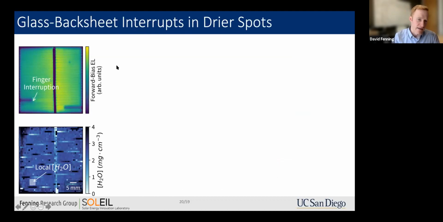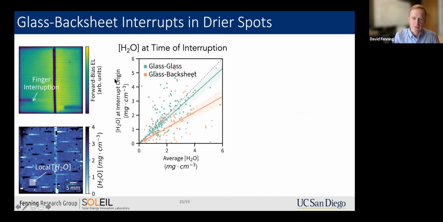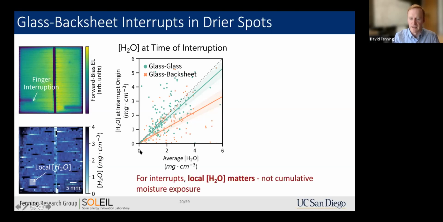So in contrast, the glass backsheet modules interrupt in drier locations. So if we compare the local water content and the location of the finger interrupts, the glass backsheet modules consistently fell off of a one-to-one line, where the one-to-one line shows the local water concentration where that finger is breaking compared to the average over the cell. Glass were not statistically significantly different from the one-to-one, but glass backsheet modules were showing breaks where the module was drier. And this was actually really pretty interesting to us, this local water concentration and not the cumulative water exposure was really what was mattering in these glass backsheet modules.